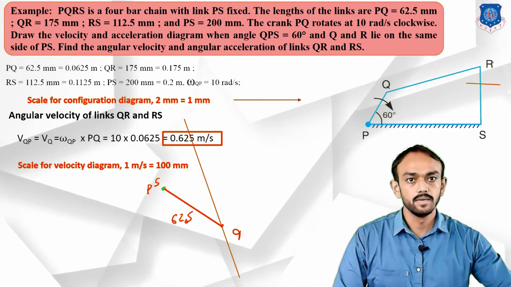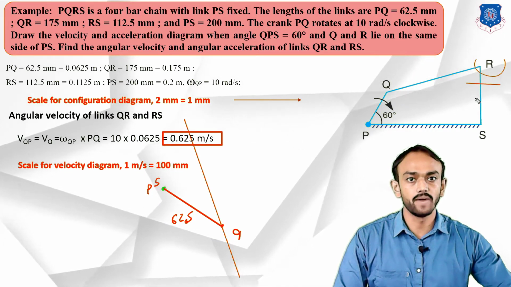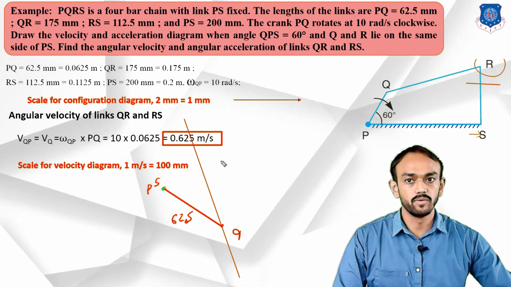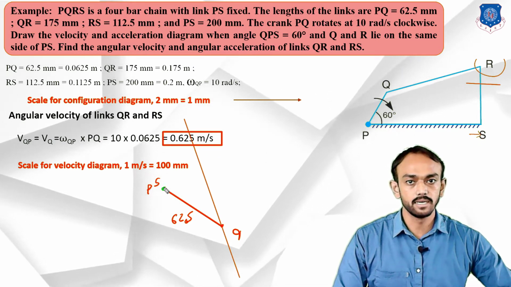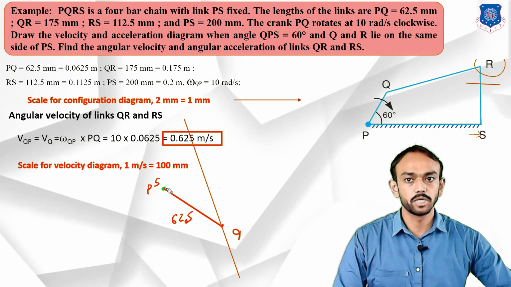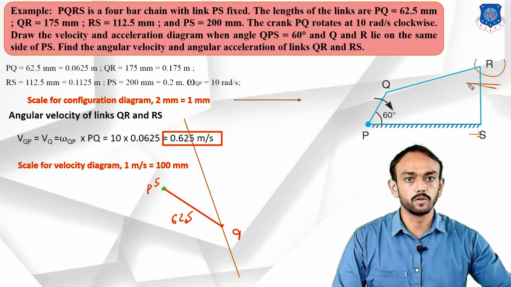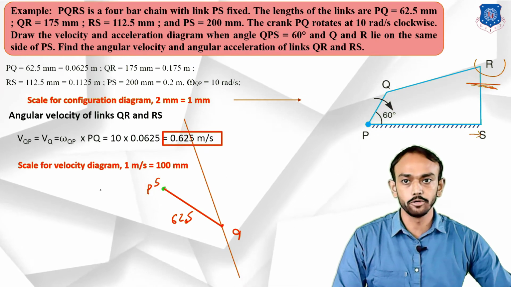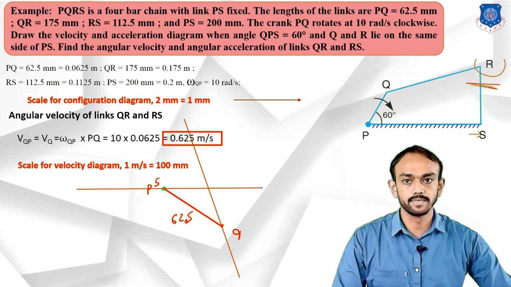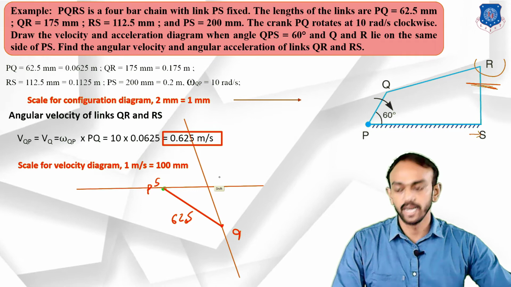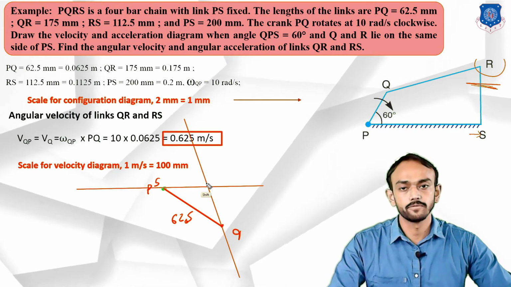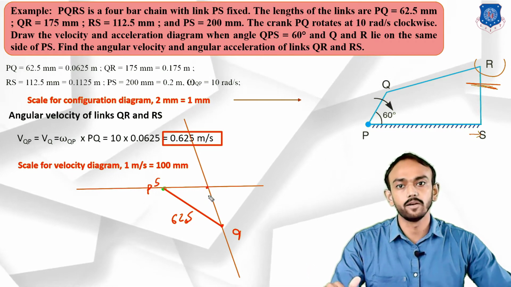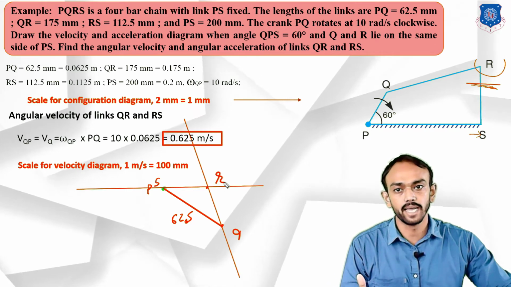RS. Okay, this is the velocity of R with respect to S. So we will draw from S here, and the direction of this line will be perpendicular, in this direction we will draw the line here, but we don't know the magnitude, so we will draw like this. Okay, now the intersecting point of this will be denoted by R.